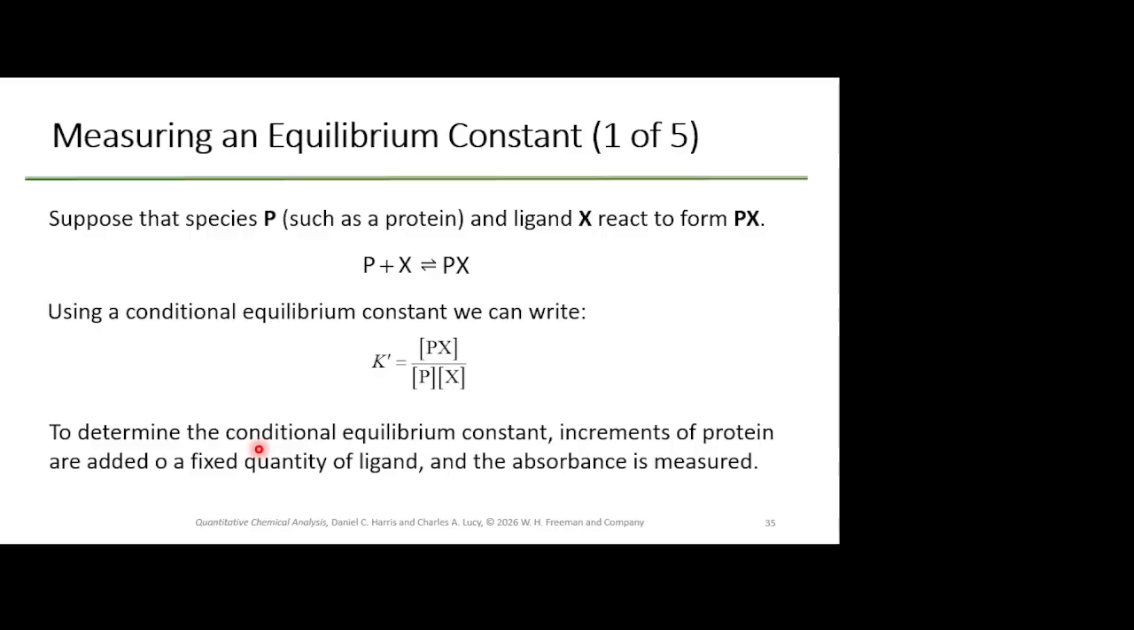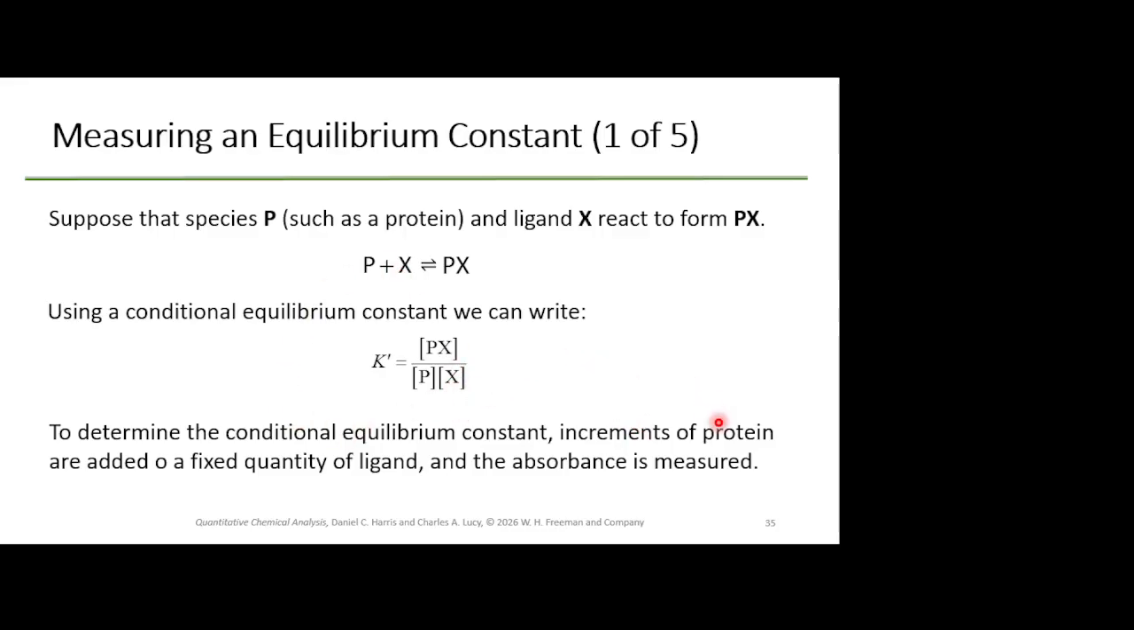So if we suppose there are species P, like a protein, and a ligand X that react to form PX, we can actually use a conditional equilibrium constant. We write this conditional equilibrium constant like so. The prime is conditional, by the way. That's what that's indicating. This is going to give us product concentration over reactant concentrations, right? Everybody's comfortable with that so far?